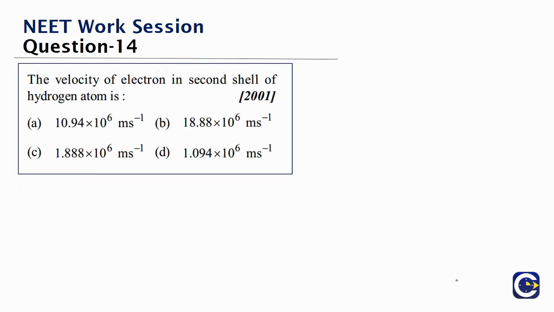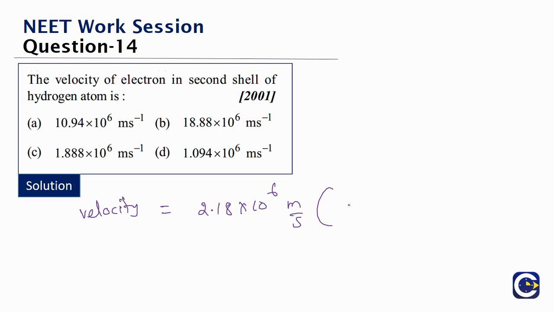Next we have a question based on the Bohr model. The Bohr model gives us the derived values for the velocity of electron in orbit. The formula is 2.18 into 10 to the power of 6 meter per second, with a factor Z by n. Depending upon whether we are talking about hydrogen or a hydrogen-like species, Z will change. n represents the principal quantum number.